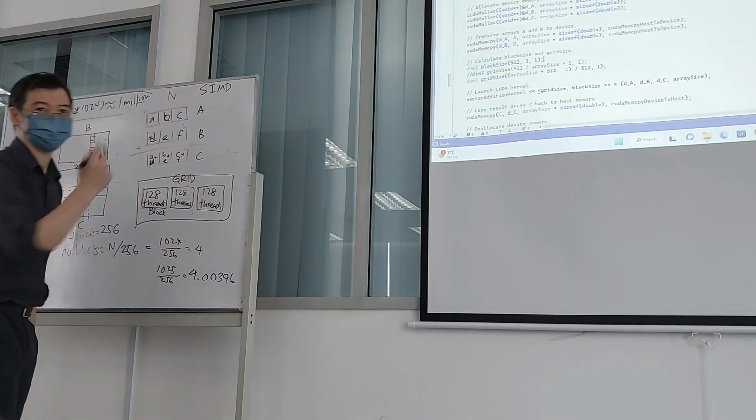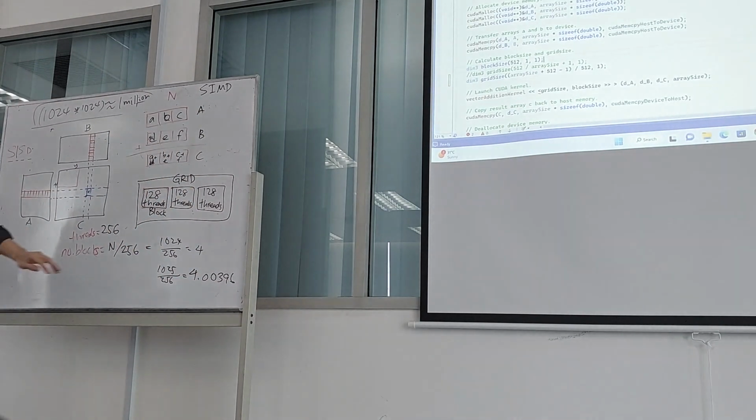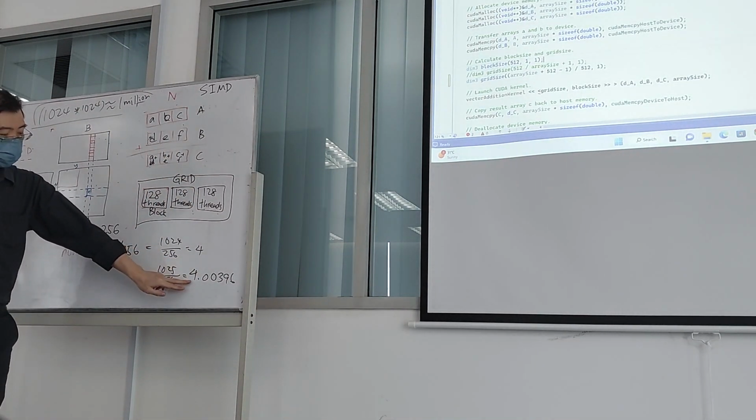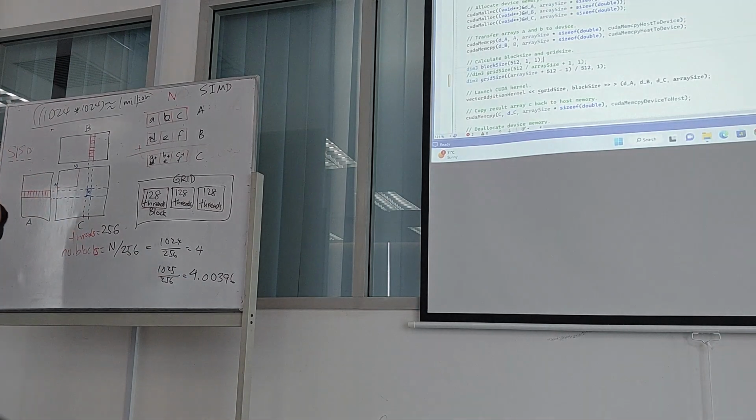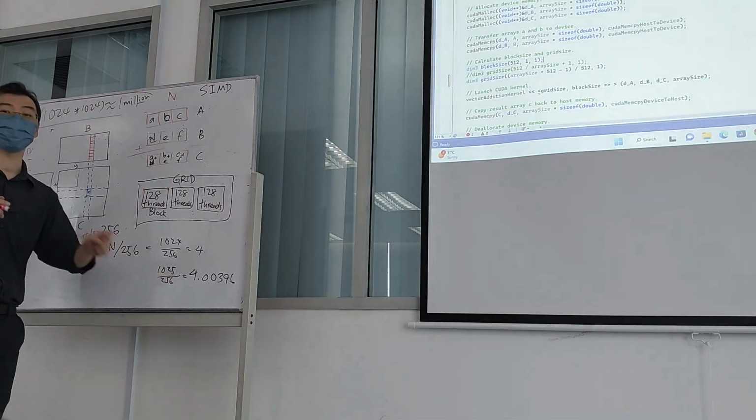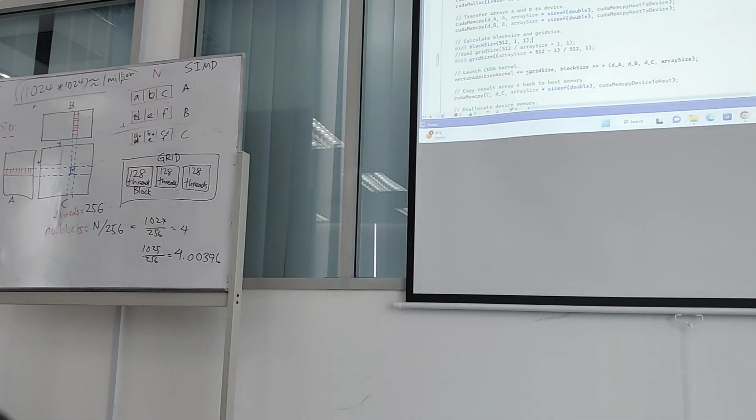4.00396. Something like that, right? Okay. Now we know that actually it is more than 4. It shows to us that it's not enough. 4 is not enough. We need more than 4. That means we cannot use 4, we have to use the next integer number, which is 5.